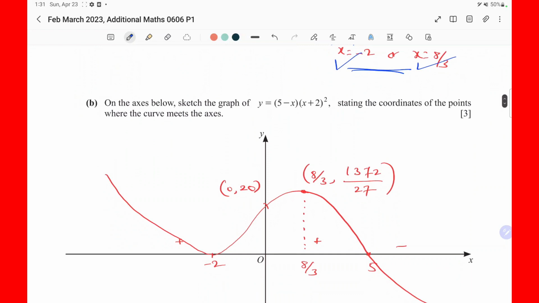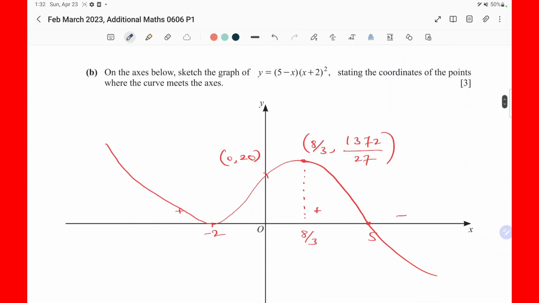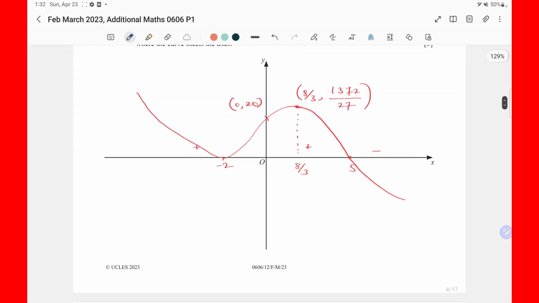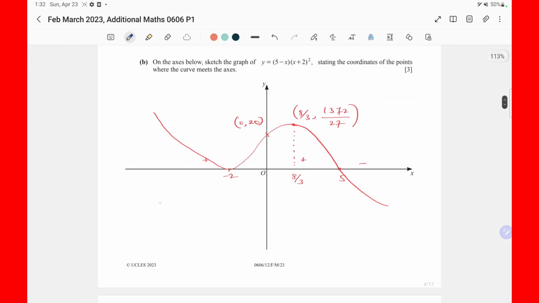Now on the axis below, sketch the graph of 5 minus x bracket x plus 2 whole square, stating the coordinates of the point where the curve meets the axes. Okay, so here I have already drawn it, but I would like to explain again. First we need to find the roots of 5 minus x and x plus 2 whole square, where the curve will meet the x-axis. So it means y should be 0. So y will be 0 when x is 5. Suppose here this is 0, so x is 5, and here x should be minus 2, right?